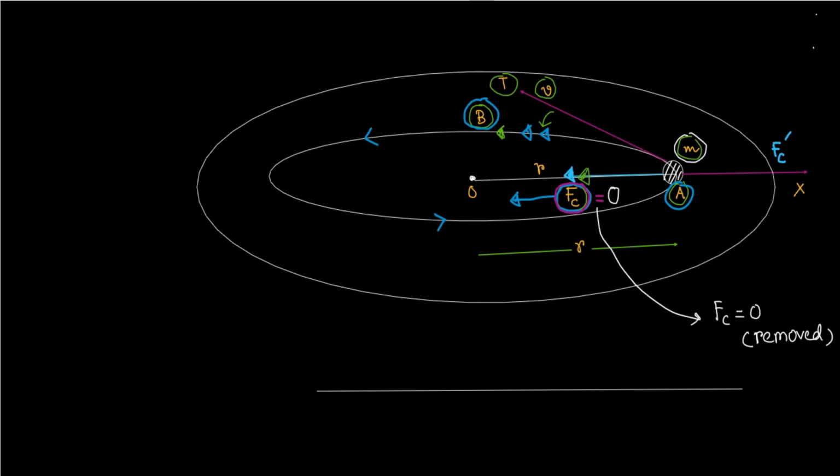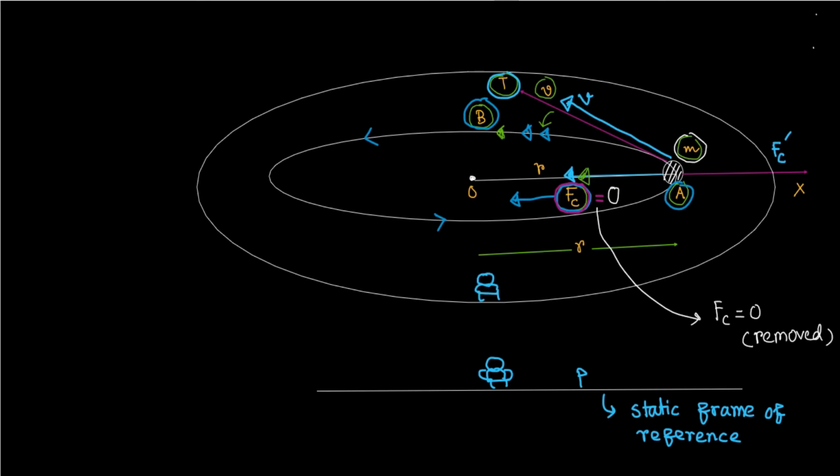In that case, the body will regain its linear motion along the tangent AT under the action of centrifugal force Fc prime with respect to an observer in static frame of reference P. The observer in static frame of reference P will observe that the body will be moving along the tangent AT, or that the body will regain its linear motion along the tangent AT if centripetal force is removed.